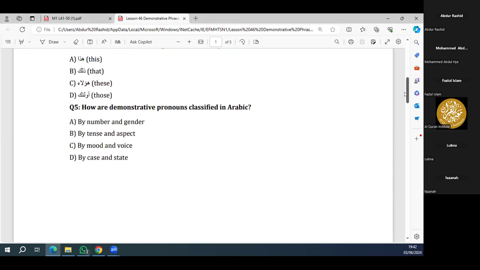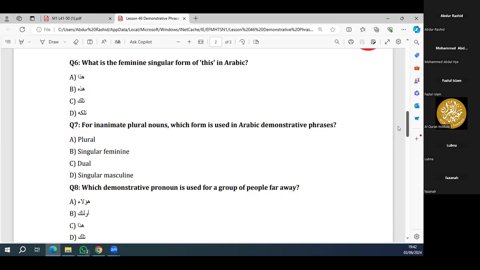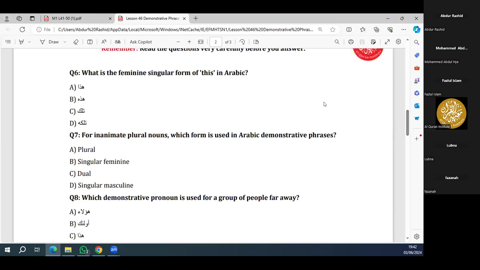Okay, for those who were not clear, say yes, please, in the chat box. We move on to question 6. What is the feminine singular form of this in Arabic? Haza, hazihi, tilka, tilkahi.